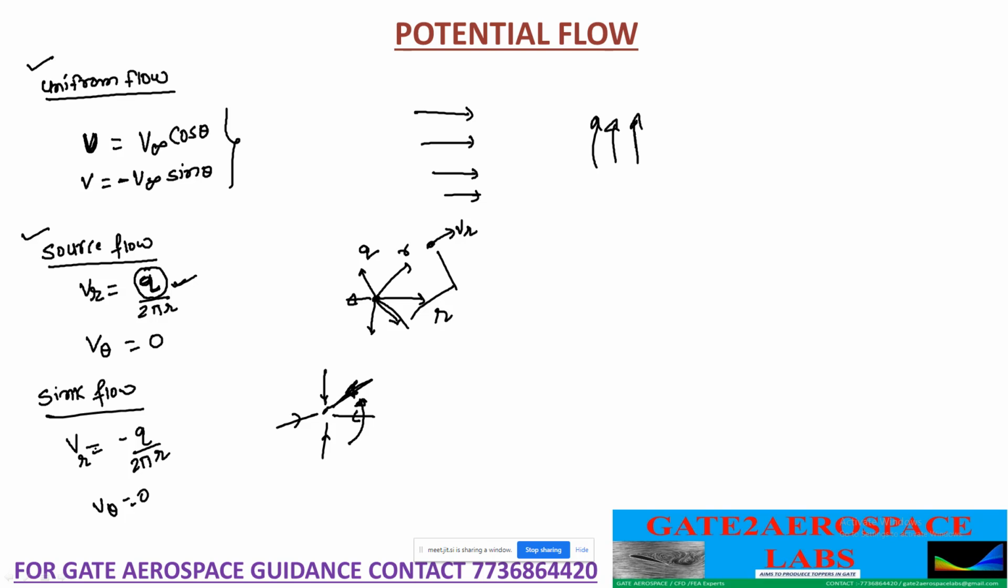And you have to write the velocity in the direction of x, y, and z. Mostly you will get 2D problems. So in the direction of x and in the direction of y, what is the velocity? So one more case is there. That is the vortex flow.